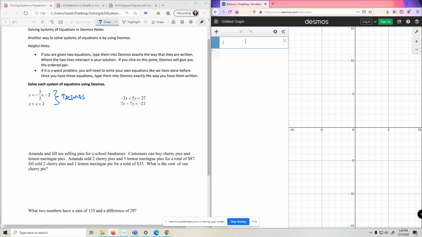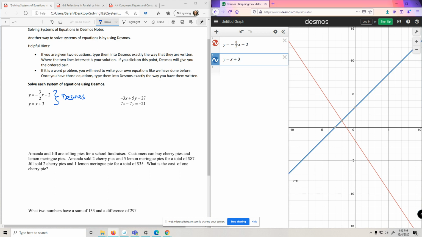So for my first equation, y equals -3 divided by 2 to get that fraction, arrow over to get x out of the denominator, minus 2. It kind of moves around while you're typing, but eventually you get a red line, or maybe your line might be a different color. The color is not important. To do the next equation, I just click into the space underneath and type in the next equation, y equals x plus 3. So we can see here that Desmos is solving this by graphing.